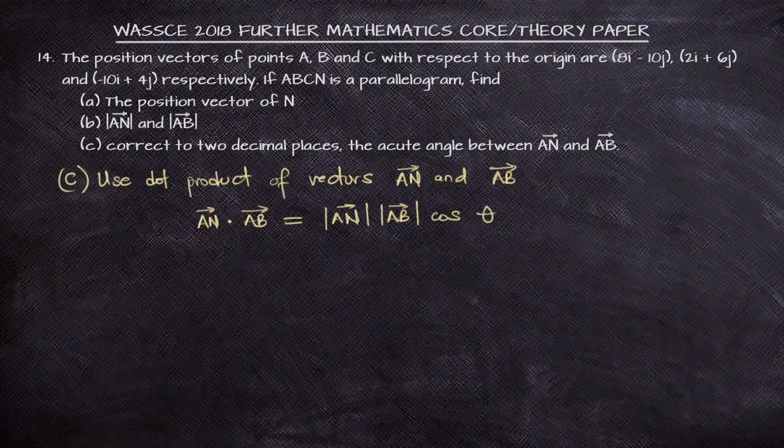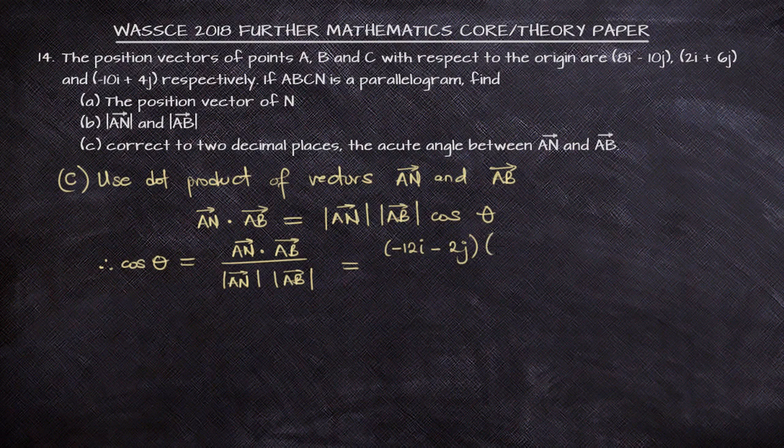Now, this is actually an offshoot of the parallelogram law of vectors. And from here, we can say that cos theta is AN dot AB all divided by the magnitude of AN multiplied by the magnitude of AB. Now, remember, we have gotten the magnitude of AN and the magnitude of AB. So if we are to bring in our vectors, that will be minus 12i minus 2j multiplied by AB. AB we have gotten initially in question B, minus 6i plus 16j, all divided by the magnitudes that we got initially, square root of 148 multiplied by the square root of 292.